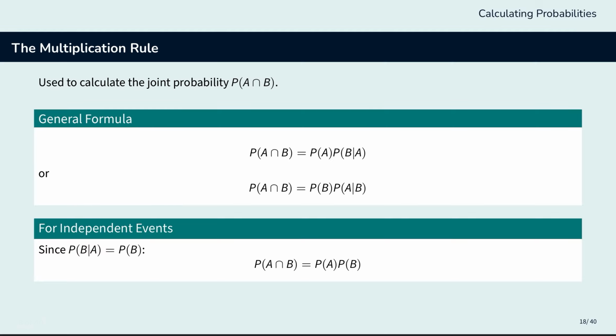So the next one is the multiplication rule. So this is generally used to calculate joint probability. So the formula is the probability of A intersection B is equal to the probability of A times the probability of B given A, which is the probability that B occurs if A has already occurred. Or you can also write it as the probability of A intersection B as the probability of B times the probability of A given B. So for independent events, because the conditional probability is not dependent on the other event occurring, the probability of B given A becomes the probability of B. So therefore A intersection B is just the multiplication of the probabilities of each of those events.